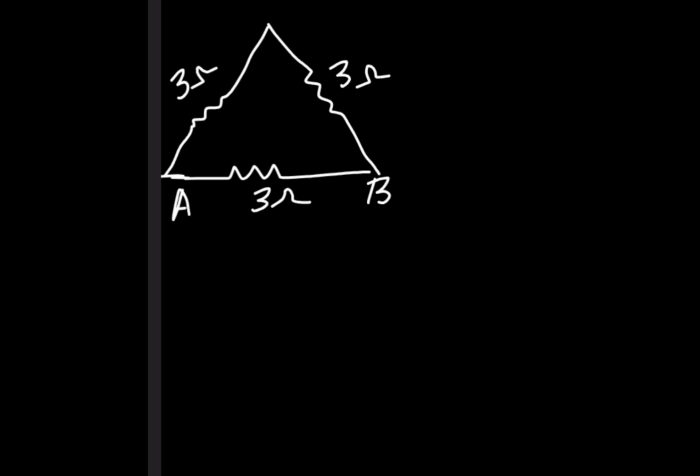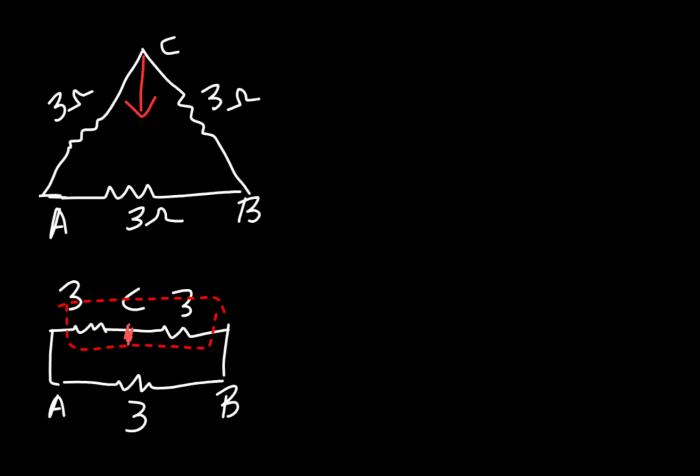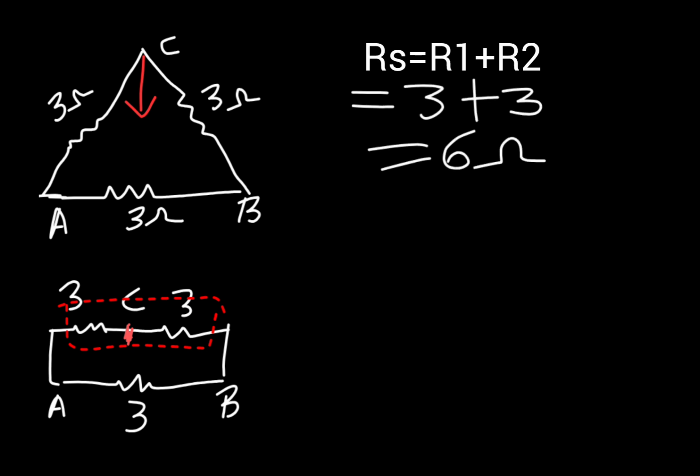Now observe the diagram carefully. Points A and B form the base of the circuit. One 3 ohm resistor is directly connected between A and B. To simplify this circuit, imagine pulling point C downwards. So when we do this, the circuit becomes clear. The two resistors meeting at the point C are now seen to be connected in series. So I'll rewrite the circuit diagram.